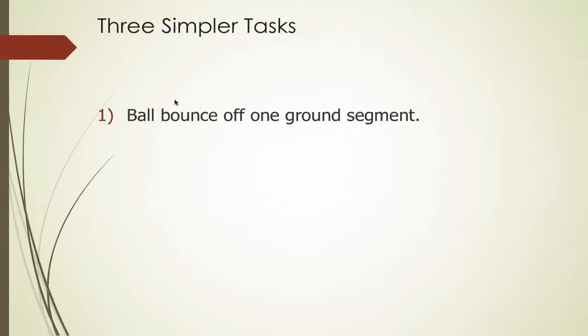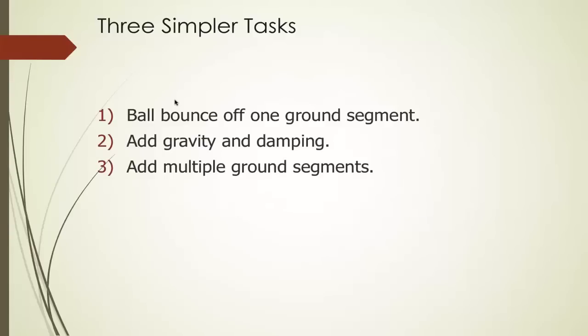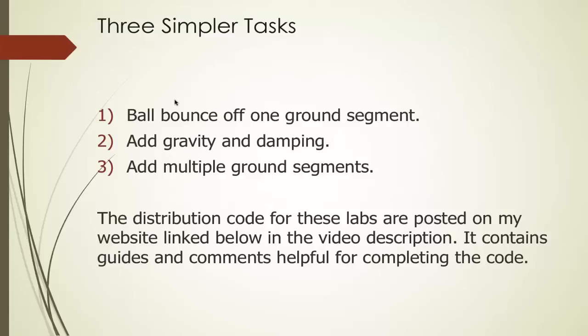So we're going to take the final project and break it down into three simpler tasks. The first one is we're going to just bounce off of one ground segment instead of a bunch. Then we're going to add gravity and some damping. Then we're going to add a bunch of ground segments through an array of objects. And down below in the description I have the link to my website, which has the distribution code, which is basically a template for these projects. I left out some code and I have some comments so that you can write the code yourself if you watch this video.